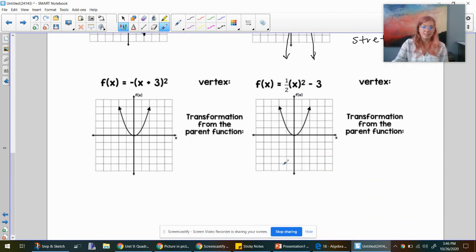Let's look at our last two examples. In this example, my vertex is negative 3, 0. Negative 3 because the h value is positive, so we have to change the sign, and 0 because we do not see a k value. This tells us that we're going to go left 3. We're not going to go up or down because of that 0. And the negative a tells us that we are going to have a vertical reflection.